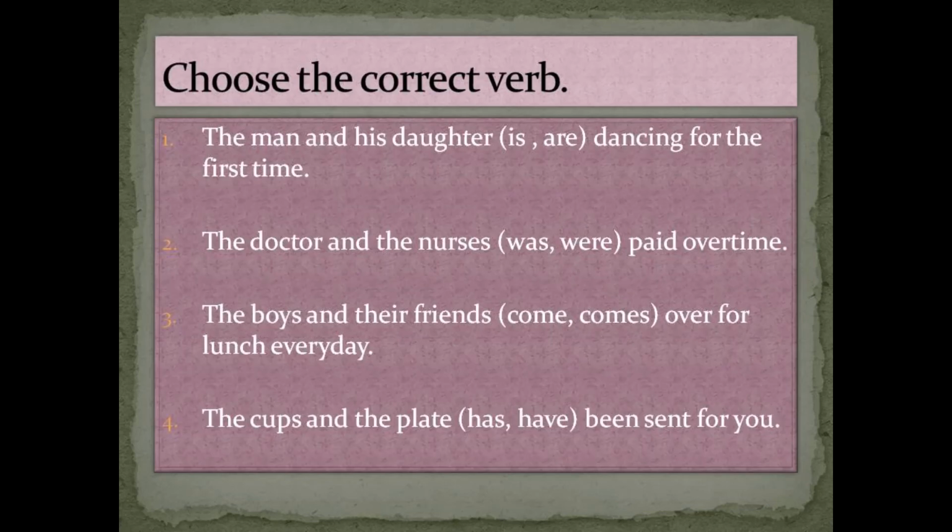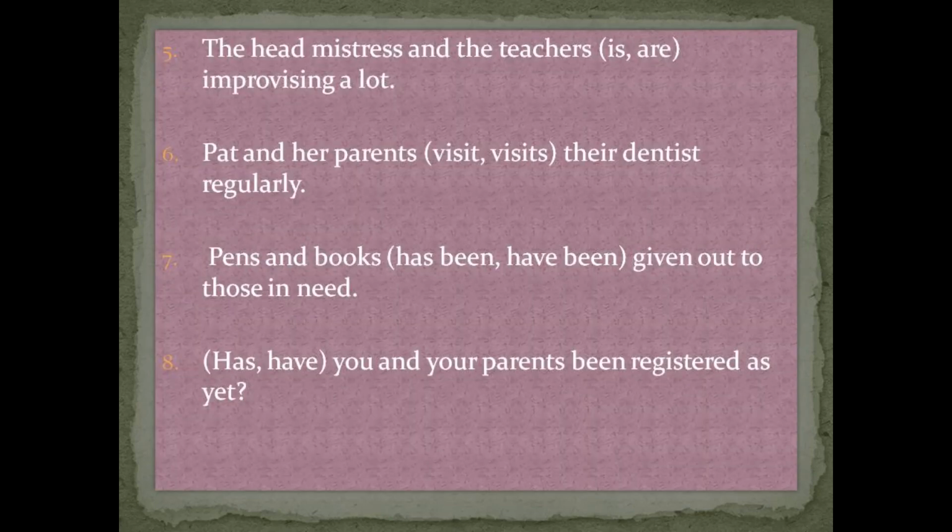All right, so now here is something for you to do. Choose the correct verb. Number 1, the man and his daughter is or are dancing for the first time. 2. The doctor and the nurses was or were paid overtime. 3. The boys and their friends come or comes over for lunch every day. 4. The cups and the plate has or have been sent for you.